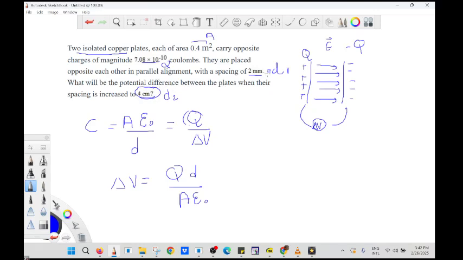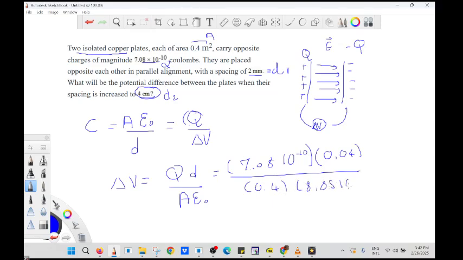So this is TMI. It's too much. I mean, you don't need it, right? So all you have to do is plug in. Distance here, you have to be careful. It's 0.04, right? And then here, the area, it's going to be 0.4. It's going to be 8.85 times 10 to the negative 12. And you find the answer, which is 8 volts.